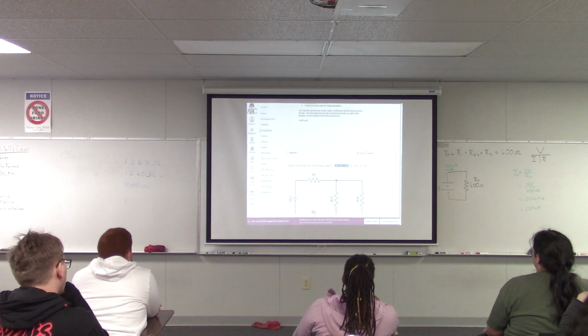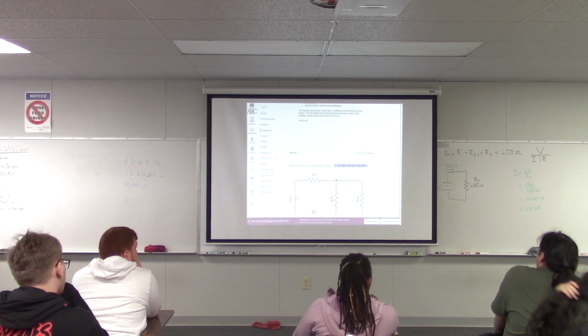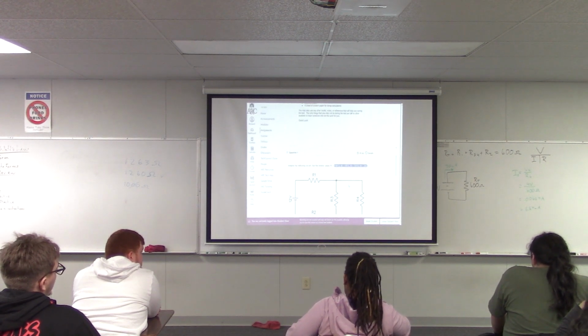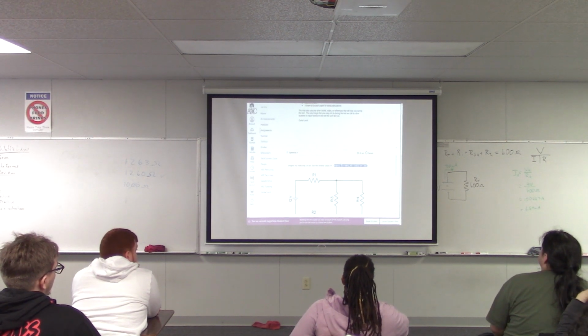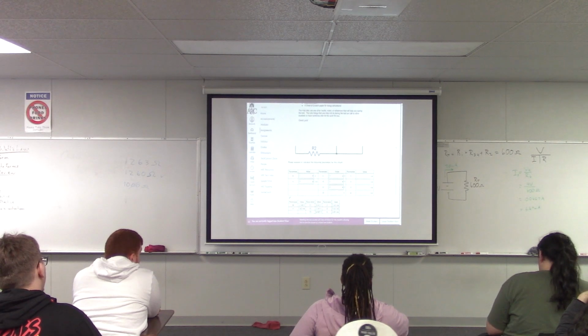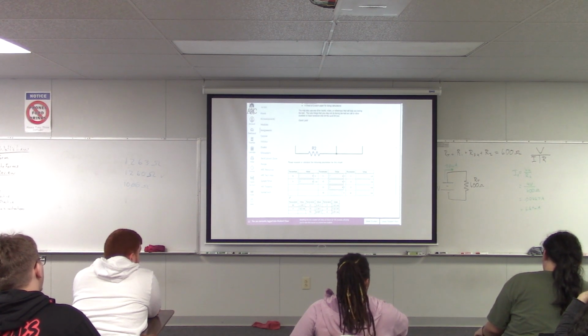You can see that even these numbers are different even than the last time that I did it. Every time you do this, you'll get a different set of resistor values. You need to use the ones that are specified up here because the computer will use that when it's calculating its answers. Thank you.